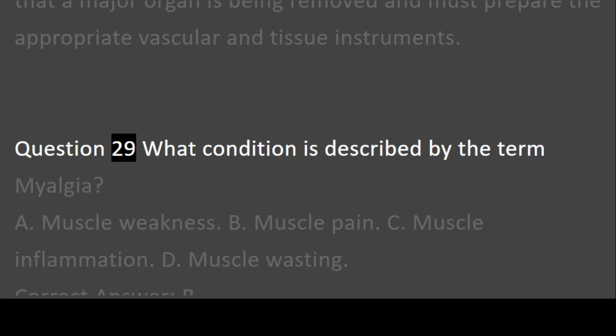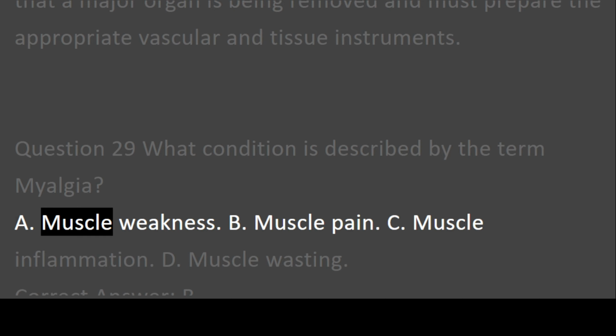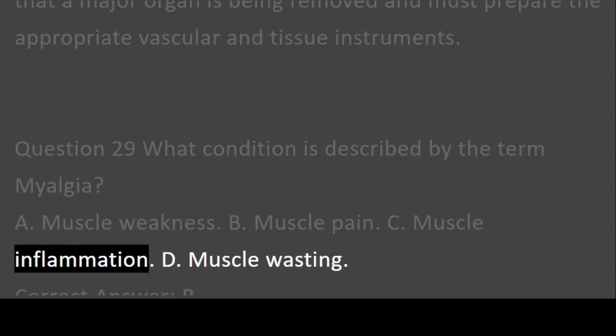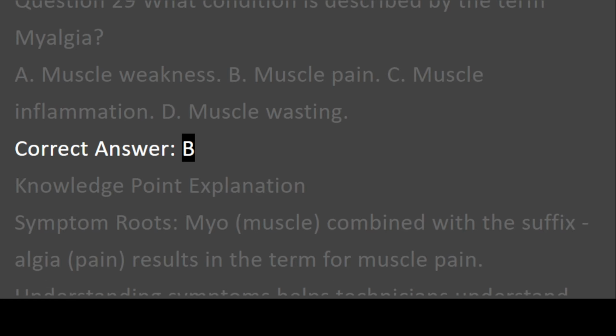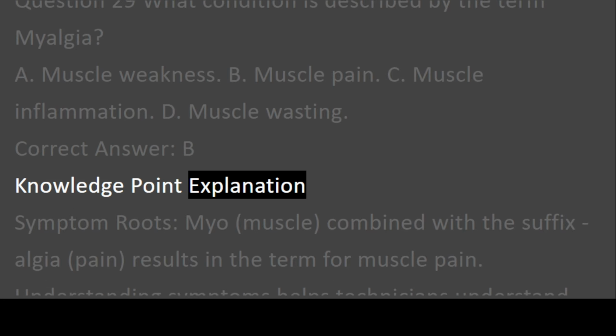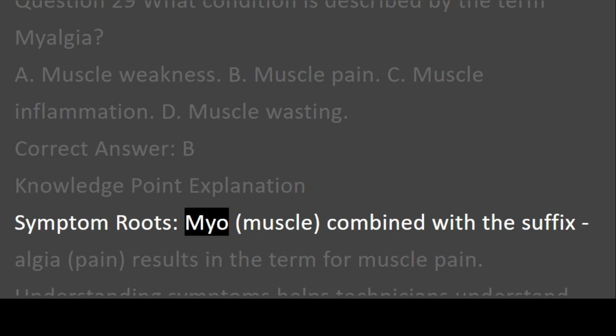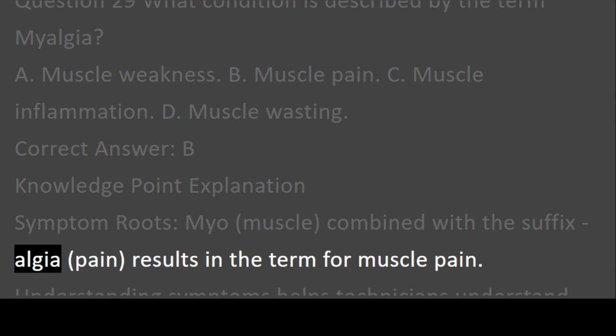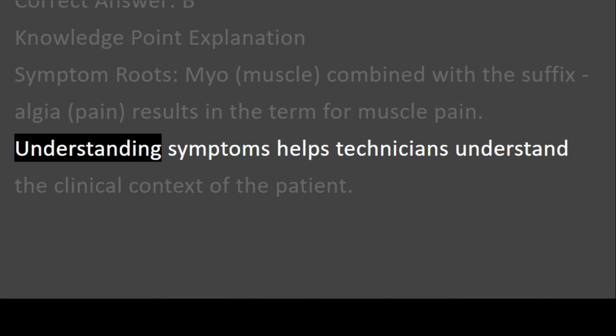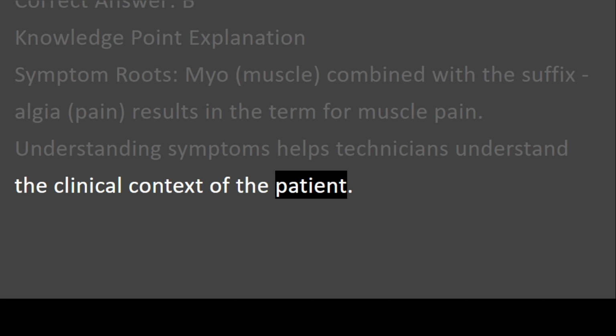Question 29. What condition is described by the term myalgia? A. Muscle weakness. B. Muscle pain. C. Muscle inflammation. D. Muscle wasting. Correct answer, B. Knowledge point explanation. Symptom roots, myo, muscle, combined with the suffix algia, pain, results in the term for muscle pain. Understanding symptoms helps technicians understand the clinical context of the patient.